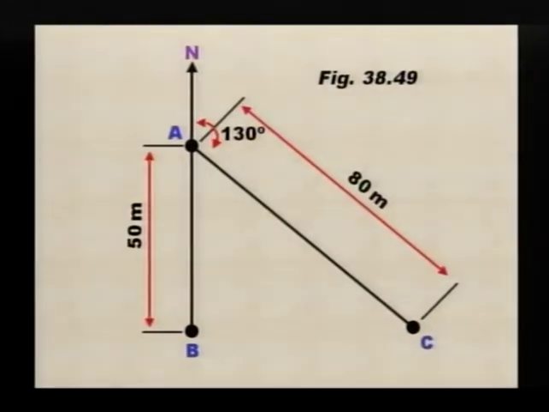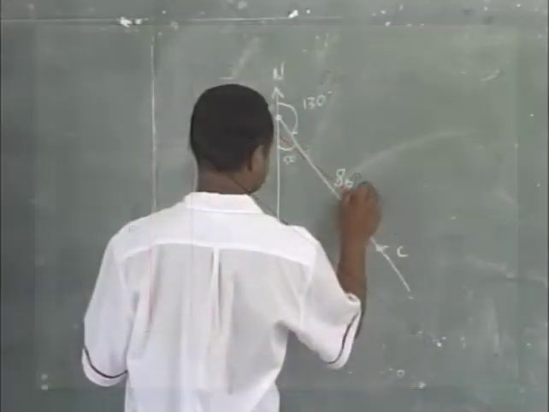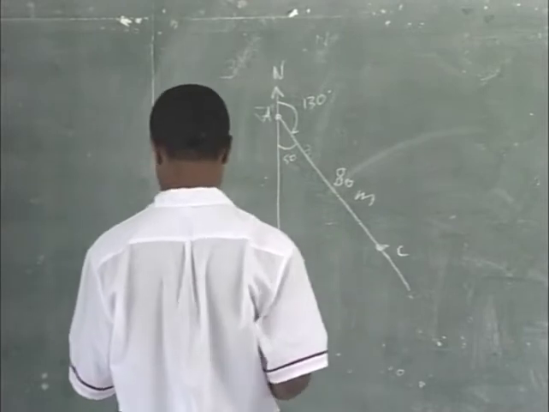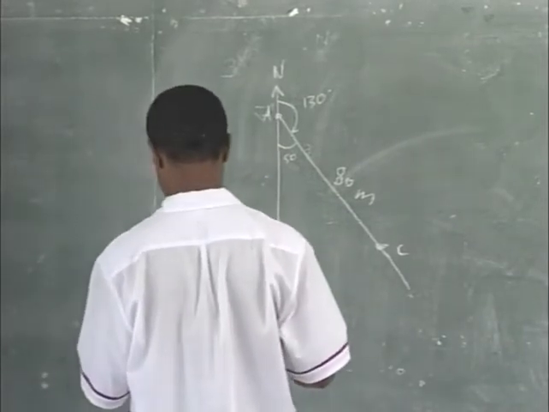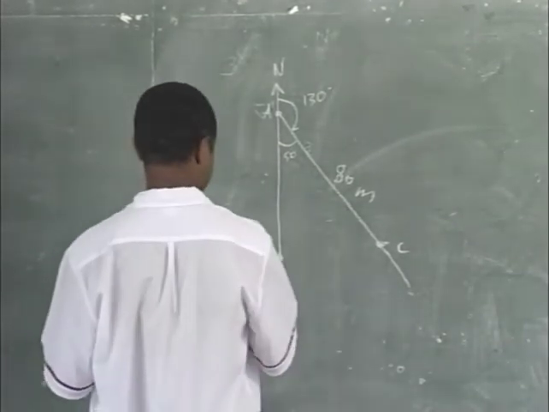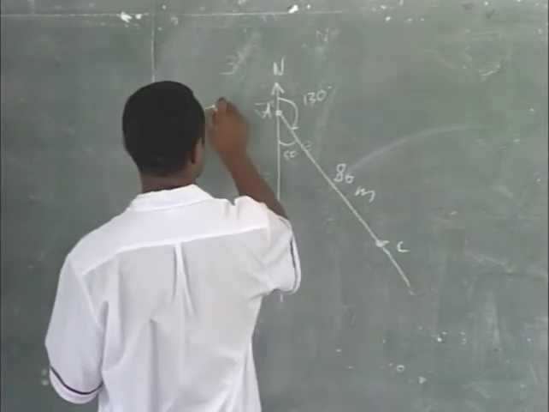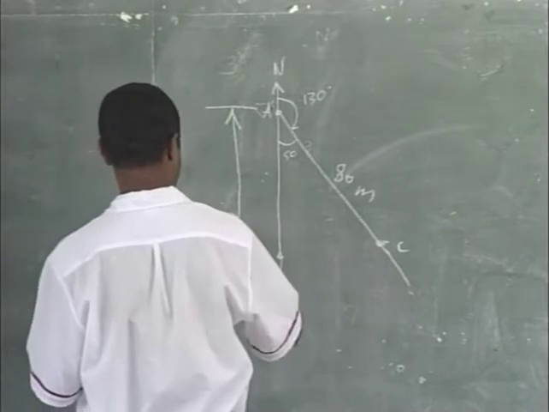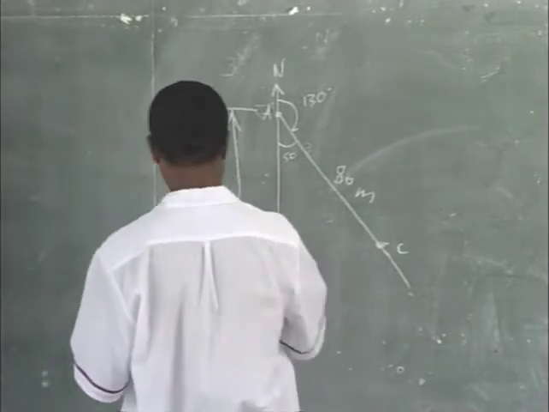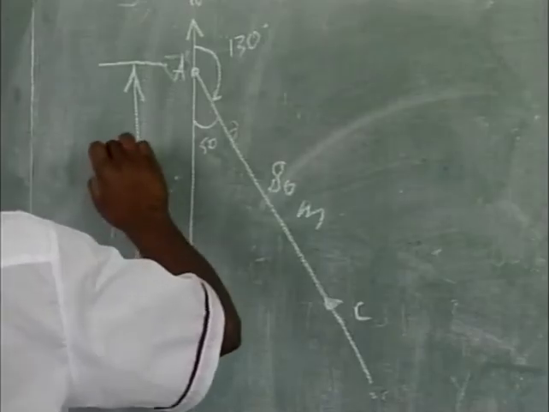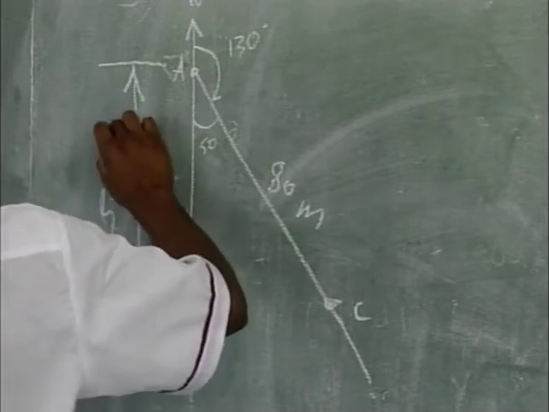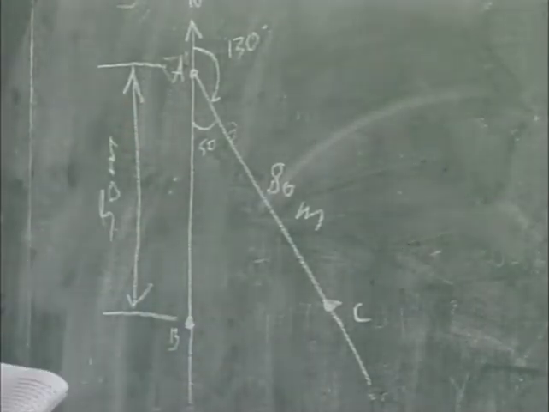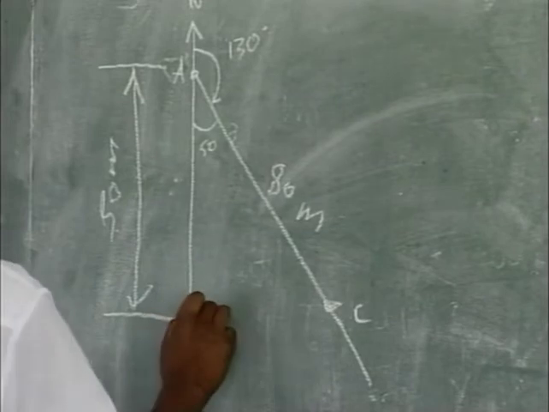An aircraft flies from A, with A being due north of B. It means east of north, so northeast, for a distance of 80 kilometers. Calculate how far the aircraft is from the line AB, the perpendicular distance.